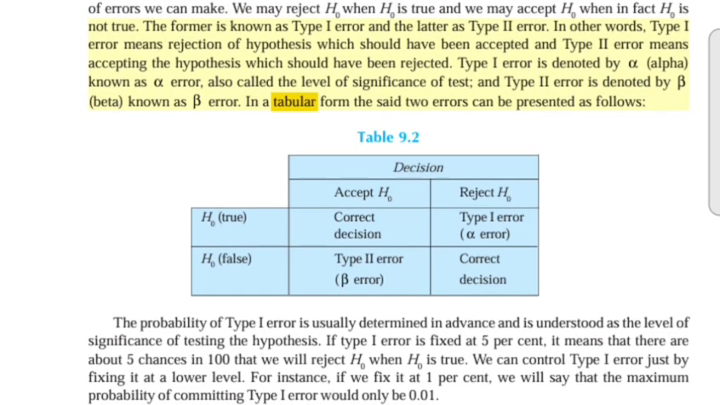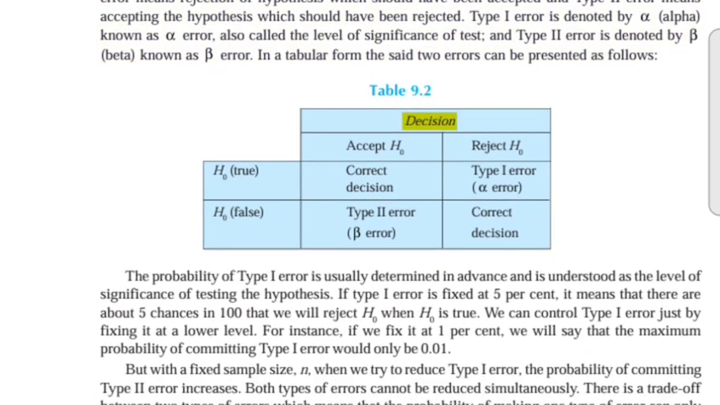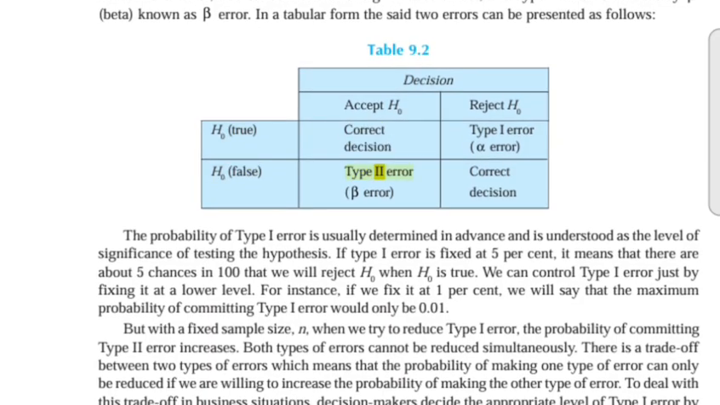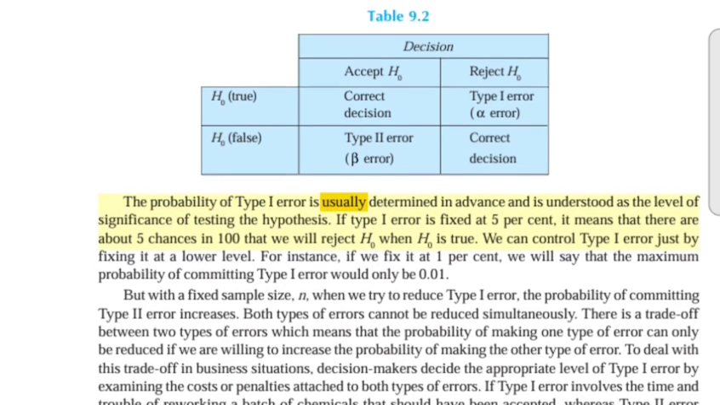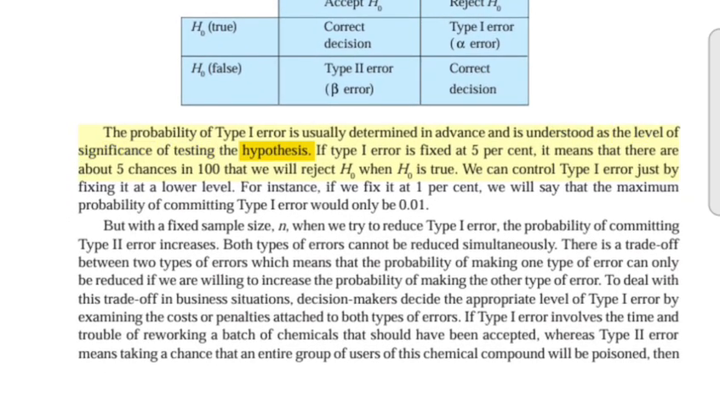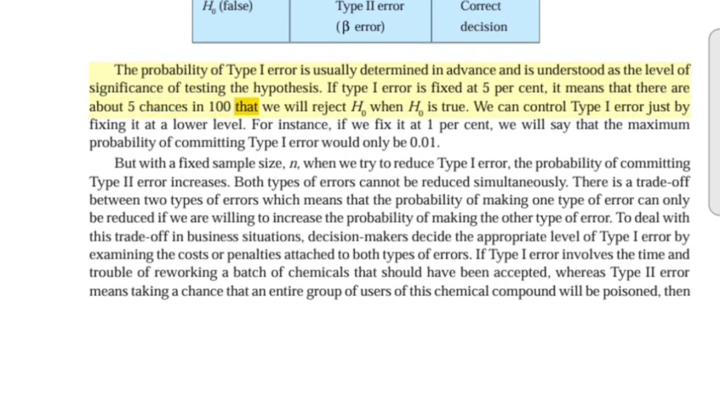In a tabular form the said two errors can be presented as follows. Table 9.2: Decision. Accept H0: if H0 is true, correct decision; if H0 is false, Type 2 error, beta error. Reject H0: if H0 is true, Type 1 error, alpha error; if H0 is false, correct decision. The probability of Type 1 error is usually determined in advance and is understood as the level of significance of testing the hypothesis. If Type 1 error is fixed at 5%, it means that there are about 5 chances in 100 that we will reject H0 when H0 is true.